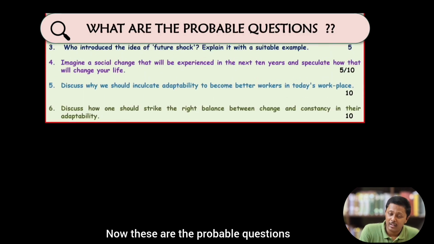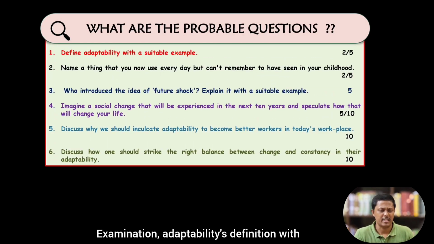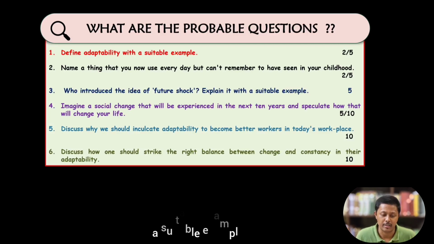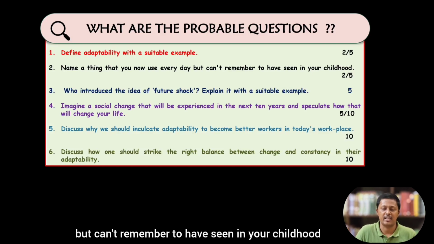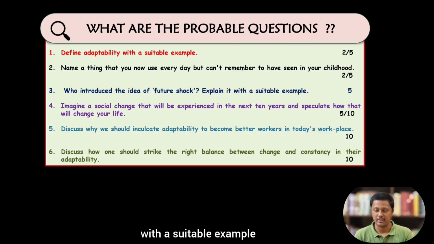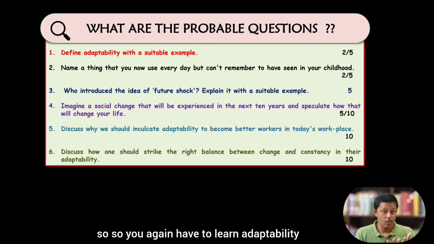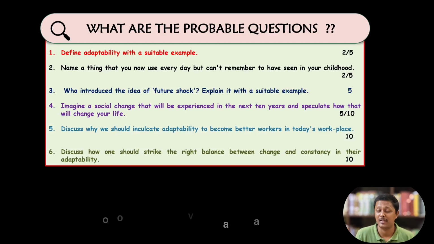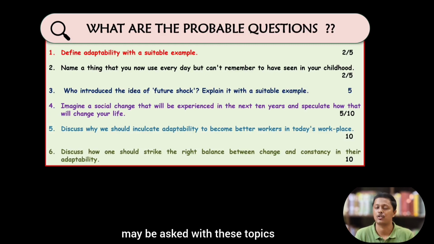Now, these are the probable questions that may be asked in your examination. Adaptability's definition with a suitable example. Name a thing that you now use every day but can't remember to have seen in your childhood. Who introduced the idea of future shock, explained with a suitable example. Questions may be asked in different language. So you again have to learn adaptability because you shouldn't be worried about it, because whatever the questions, they may be asked with these topics.